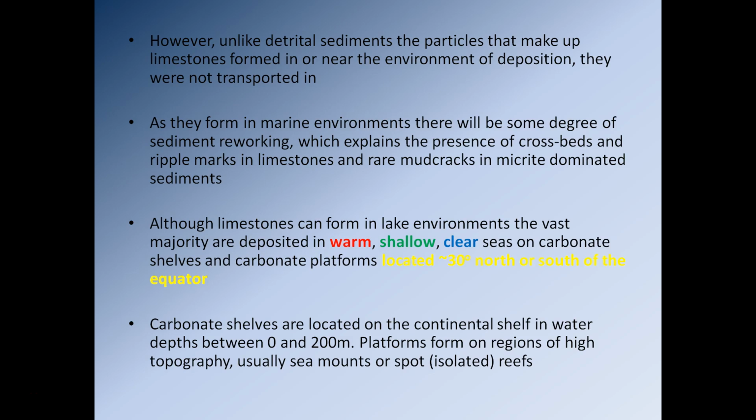Although limestones can form in lake environments, the vast majority of limestones form in warm, shallow, clear seas that are between 30 degrees north or south of the equator. Carbonate shelves are typically located in continental shelf environments with water depths between 0 and 200 meters. There's also another thing called a carbonate platform, and that occurs in regions of high topography, usually seamounts or isolated reefs. Okay, so there's two different carbonate producing environments. We're going to cover the carbonate shelves and the carbonate platforms.